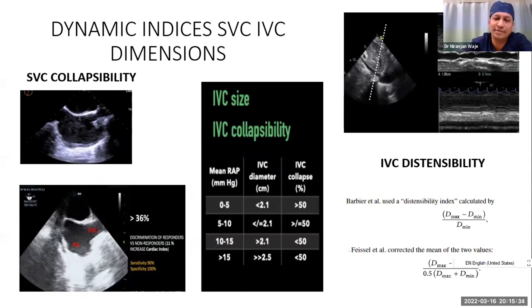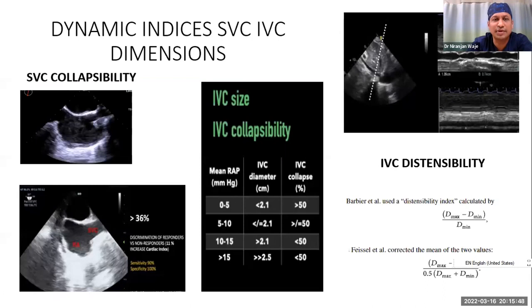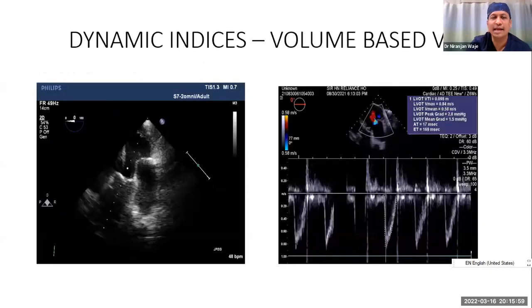If the patient is not in sinus rhythm, or is spontaneously breathing, we can use echo to our advantage. This is the formula of dynamic indices, as I mentioned before, of the SVC collapsibility index and the IVC distensibility index. Echo can provide similar dynamic indices.